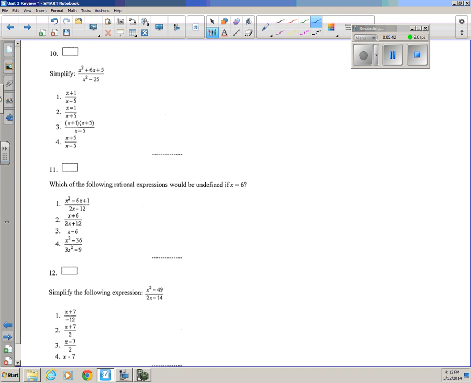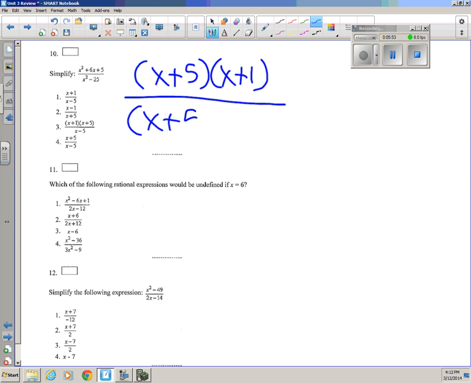Simplify. My top right here is going to be able to be factored. It's x plus 5, x plus 1. My bottom is dots, plus 5, minus 5. These two binomials go away, leaving x plus 1 over x minus 5. Answer is choice 1.